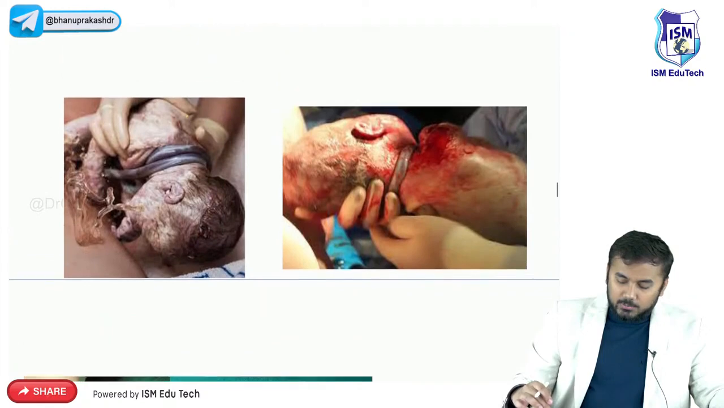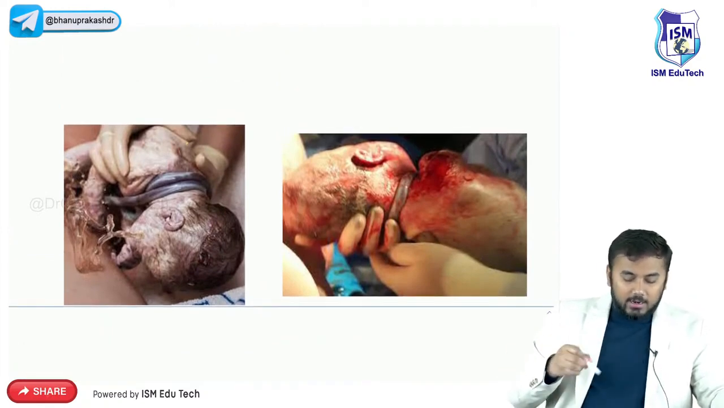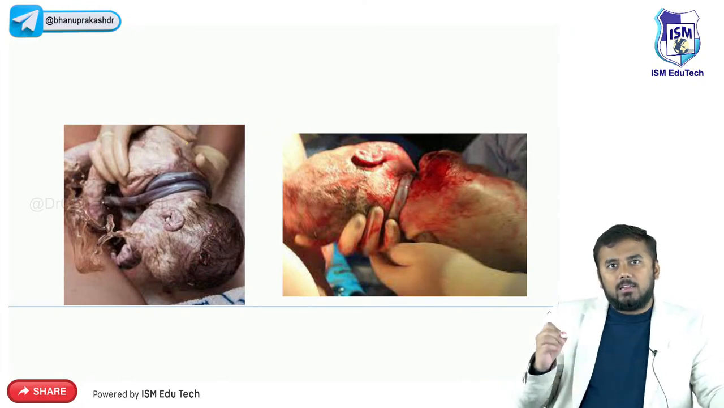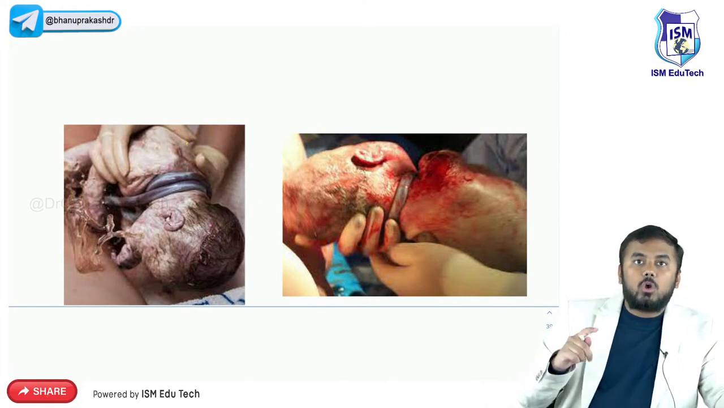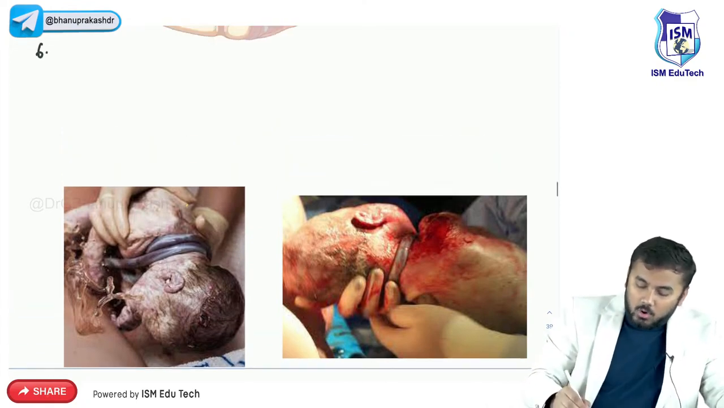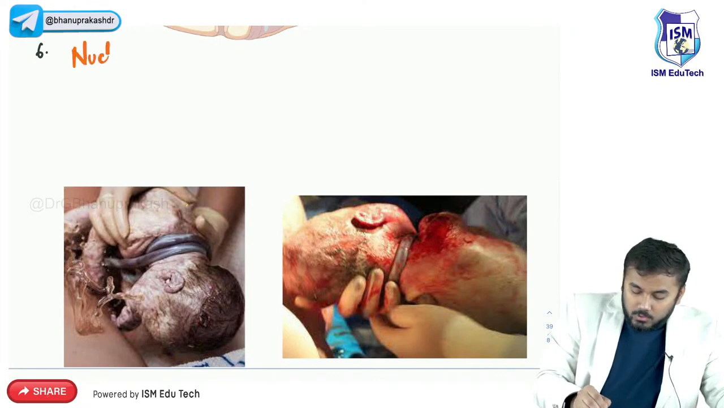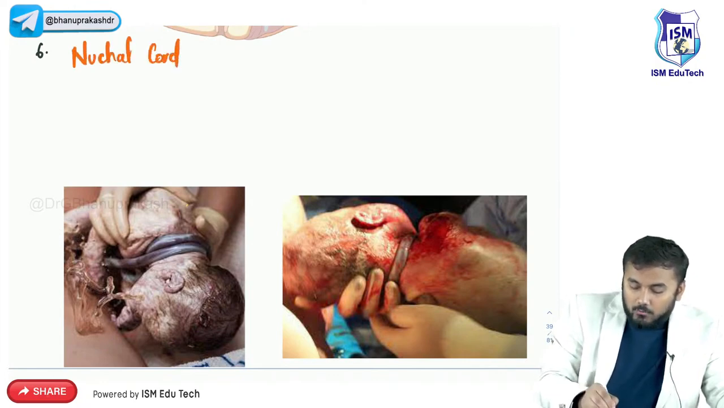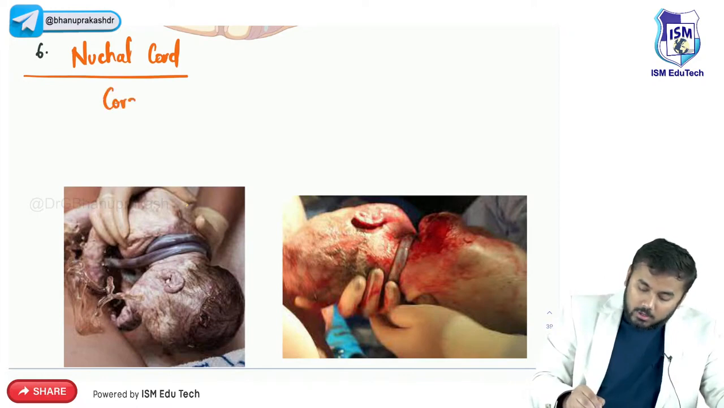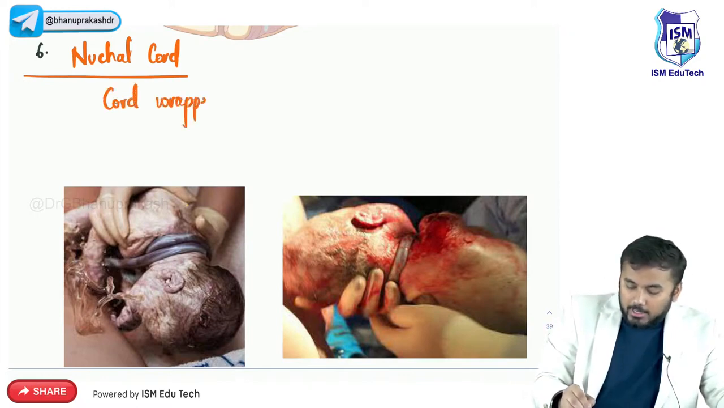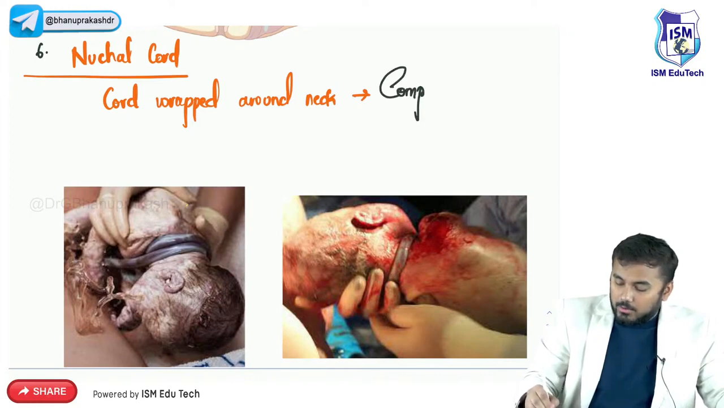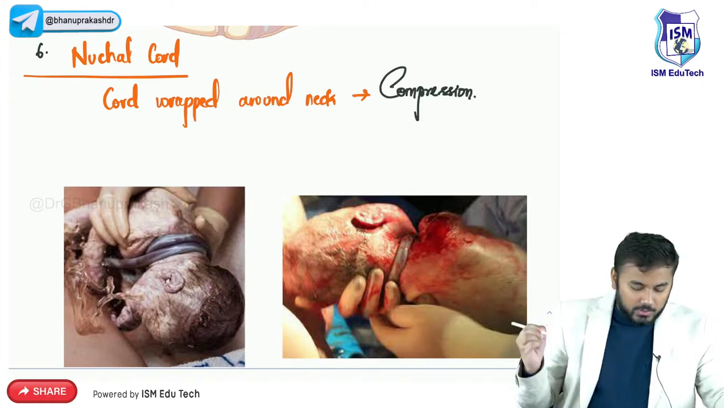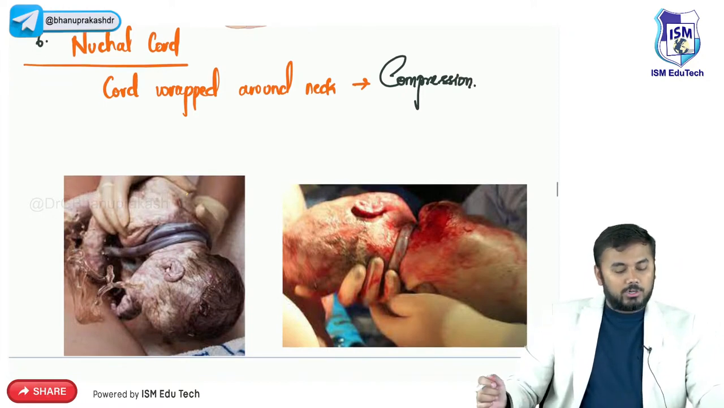So all of you look at this picture. You see the umbilical cord is tied around the neck. We don't tie it. It ties around itself. So the umbilical cord is tied by itself. This is also called cord wrapping. What is this called? Cord wrapping. Or it is also called a nuchal cord. What do you mean by nuchal cord? It means the cord wrapped around the neck. Because of this, there will be compression. All of you understood? Yeah.